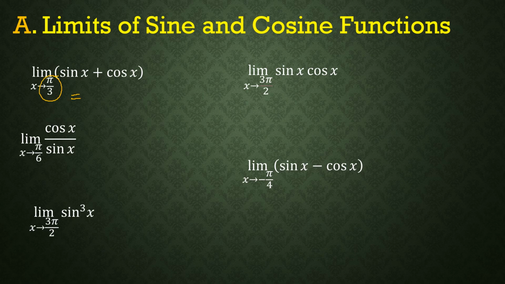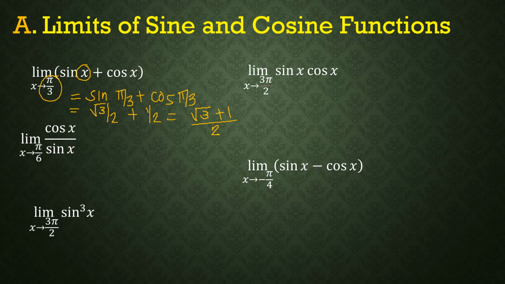We're going to substitute. Let x be pi over 3. So we have sine pi over 3 plus cosine pi over 3. Sine pi over 3 is equal to square root of 3 over 2, and cosine pi over 3 is 1/2. So our answer is square root of 3 plus 1 over 2.